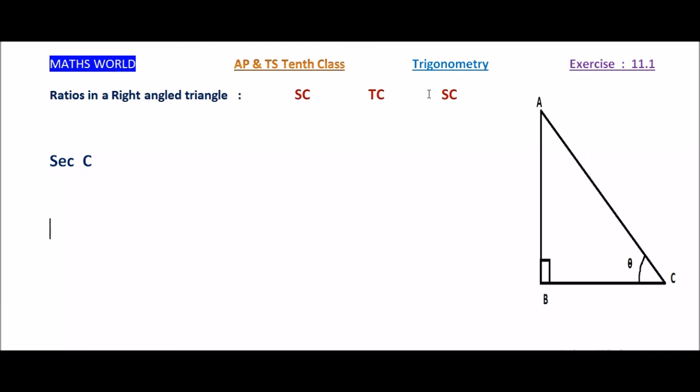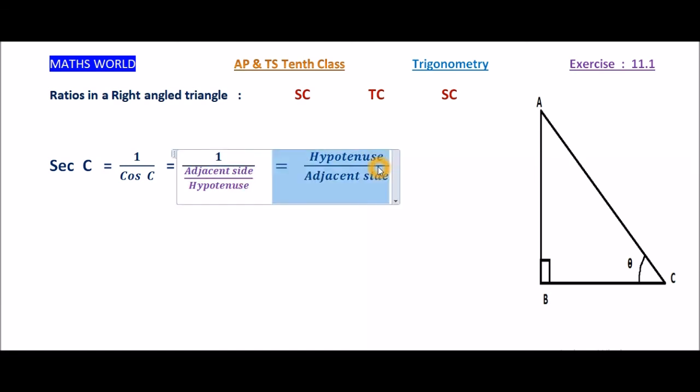Secant C is equal to 1 by cos C. And I already told cos C value is adjacent side divided by hypotenuse. So simply substitute, 1 by cos C is equal to 1 divided by adjacent side divided by hypotenuse. So the denominator portion will become reciprocal. So that is equal to hypotenuse divided by adjacent side. What is the hypotenuse? AC. Adjacent side is BC. So that is equal to AC divided by BC. Secant C is equal to 1 by cos C, that is equal to AC divided by BC.